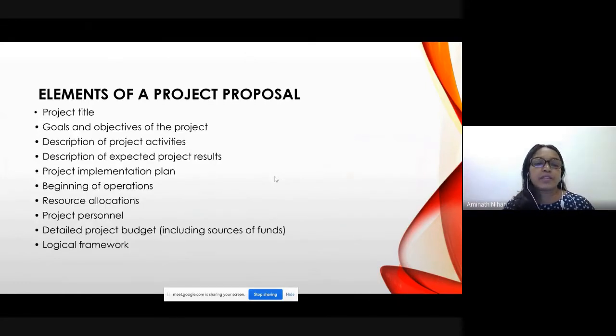So here are the elements: project title, goals and objective, description of project activities, expected results, implementation plan, beginning of operations, resource allocations, project personnel or the staff, detailed budget, including the source of funds, and the logical framework. So we'll be looking at each of these parts and working on each of these parts separately so that by the end of the presentation you have a little bit of each written down, and then you can spend a few more hours trying to revise the whole thing and putting it together. But by the end there'll be a clear outline for you to work on.